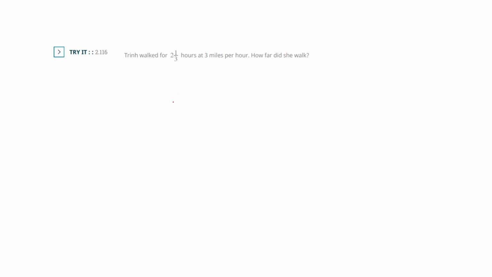Okay, same thing here. We've got distance equals rate times time. We know the rate is 3 miles per hour. The time is 2 1/3 hours. Okay, so if we multiply these together, we get our distance. So I'm going to do what I did before. Improper fraction, 3 times 2 is 6 plus 1. 7/3 is the same thing.